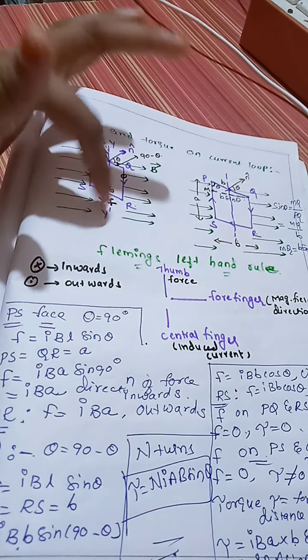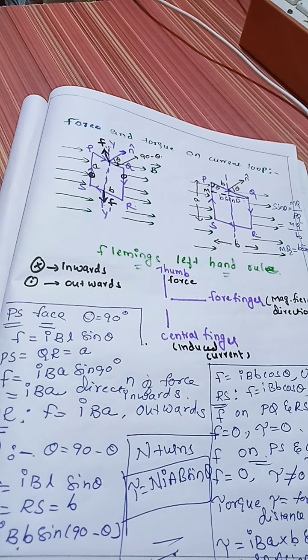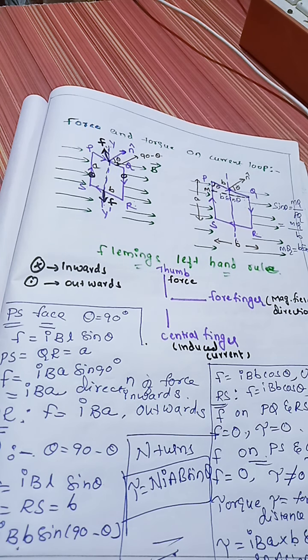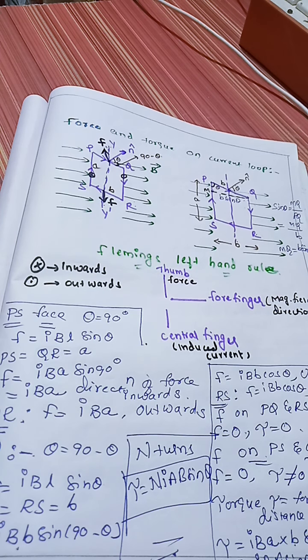Now this y dash indicates the axis of rotation. Here the current carrying loop is placed in a magnetic field. Now a magnetic deflecting force acts on that loop, which makes the loop move in the magnetic field, and y dash is its axis of rotation.